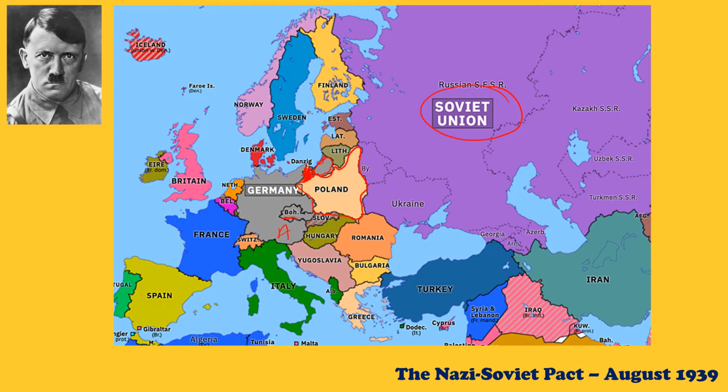So Hitler knows that if he's going to be able to take over at least the western part of Poland, to be able to reunite that corridor, he needs to have Stalin on side. Okay, he needs to have his enemy on side.